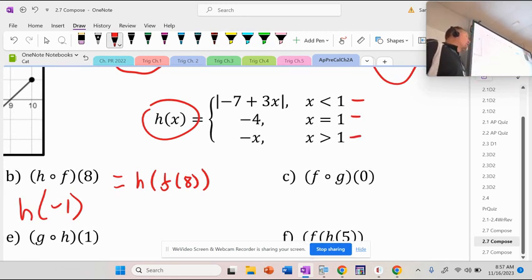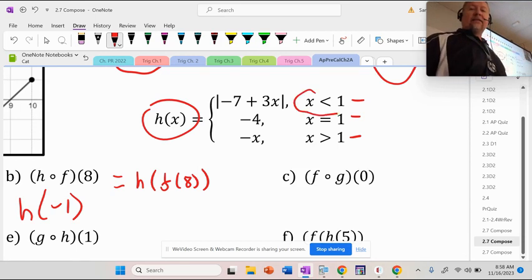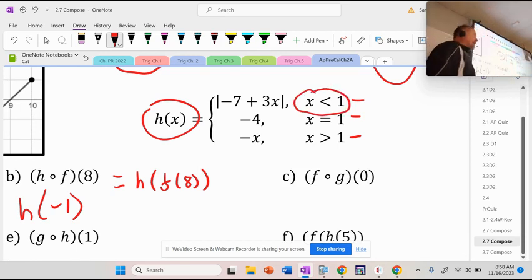3, 2, 1, go. First, because h, the input's negative 1. Negative 1 is this input structure. That's how a piecewise works. Sorry, I can't get my words going here. So I input in the top one because that's where x is less than 1, and negative 1 is less than 1. All right, so then this becomes negative 7.